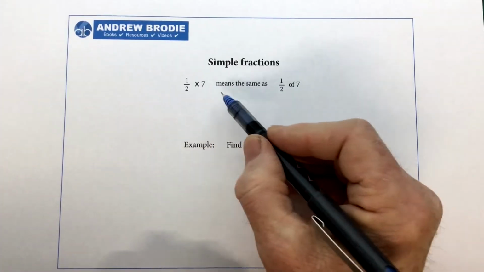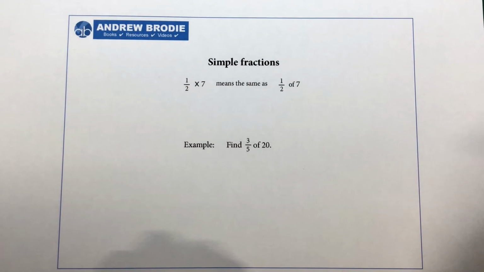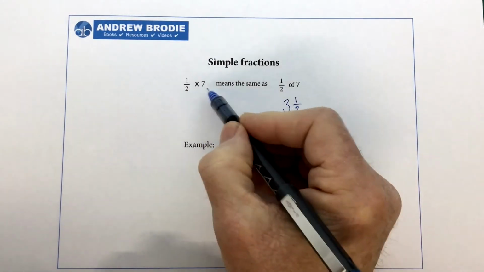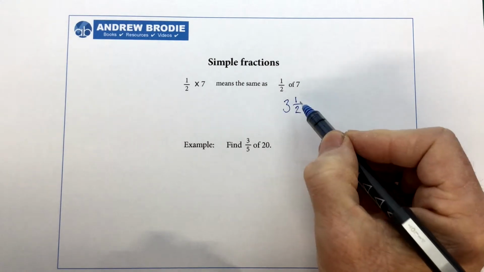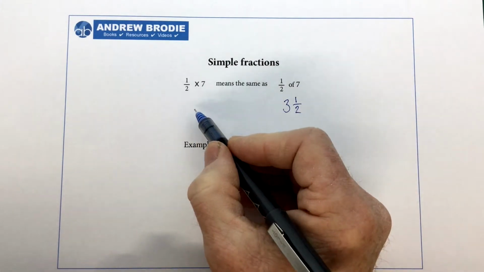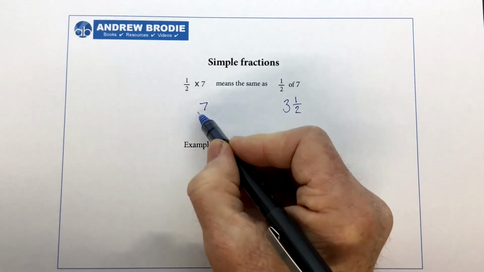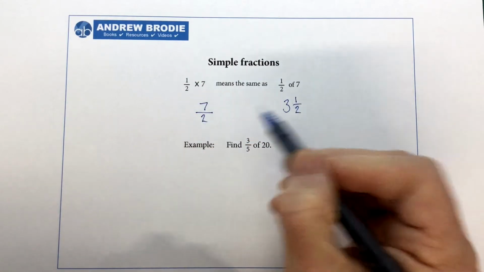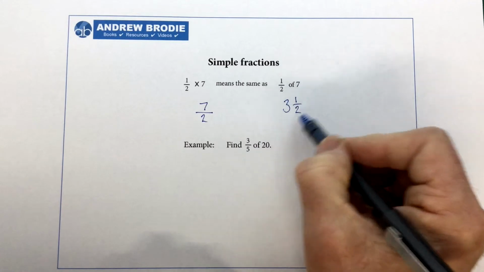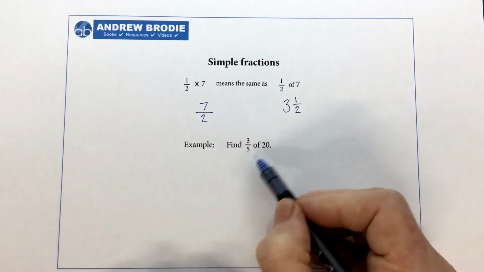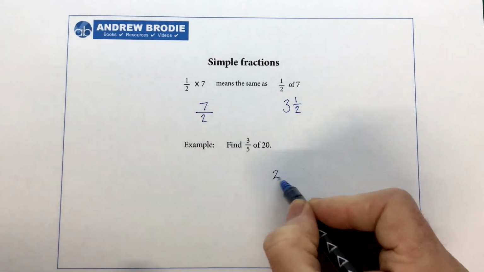Half times 7 means the same as half of 7. Well, we know a half of 7 is 3.5. A half times 7 is also 3.5, but you might want to write it as an improper fraction, in which case 1 times 7 is 7, with the 2 just underneath. 7 over 2 is the same thing as 3.5. Here's a different example. Find 3/5 of 20. So here's 20.